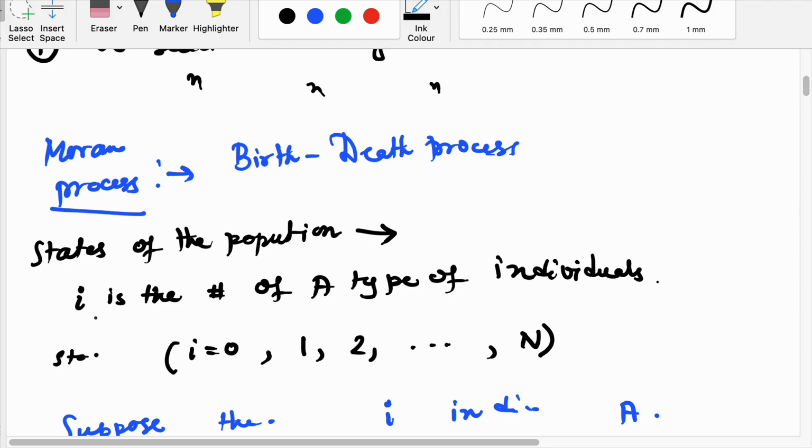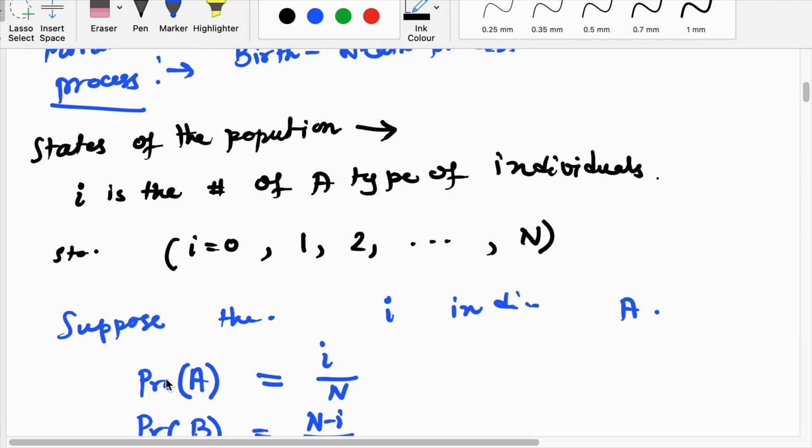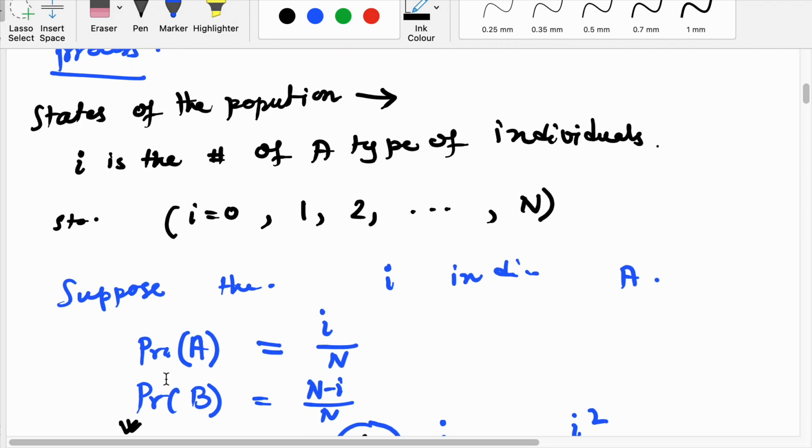Now, how do we ensure that the population remains finite? That is the Moran process. We ensure the finiteness of the population by saying that if one individual takes birth, simultaneously we have to kill one individual, or the individual taking birth will replace some other individual from the population. So one individual takes birth, and that newborn replaces another individual. That's why the total population remains fixed.